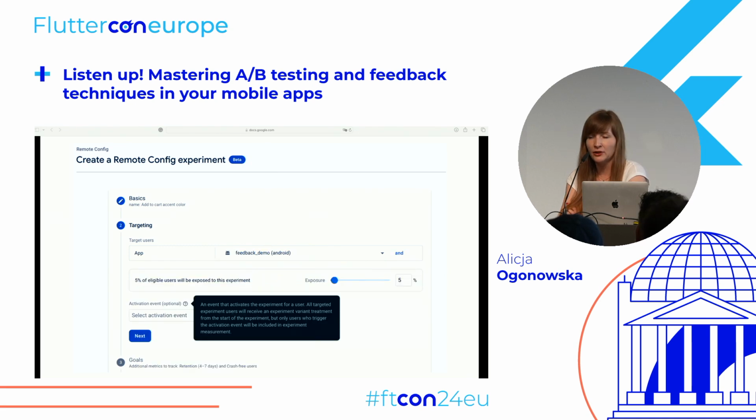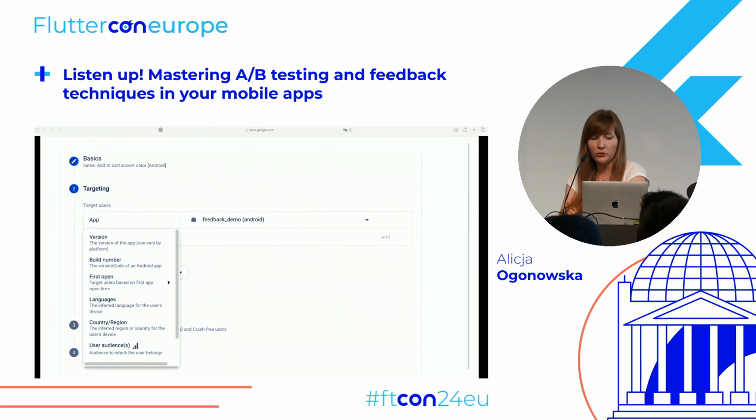And you can also have some other ways to target your users. For example, you can have an activation event. So not all of the users will be immediately eligible for this experiment, but maybe they first have to trigger a specific event, I don't know, like finish onboarding or purchase at least one product, something like that. And also you can target different versions, languages. So there is some configuration to be done here.